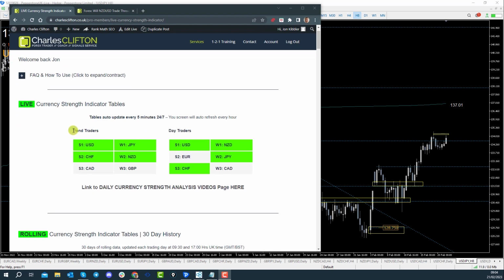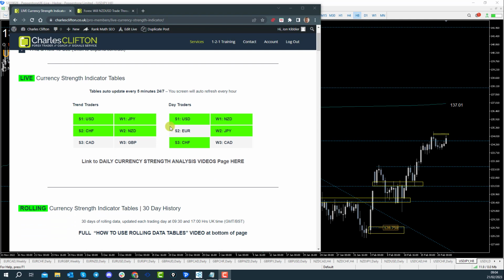Here you can see we have our two tables in front of us. We have two types of tables: the trend traders table and the day traders table. These are the same studies but just highlighting different time frames. You can see some of the currencies are highlighted in green. That means there is a confluence between those two time frames and those currencies, and that's where we will be looking for opportunities in the market.